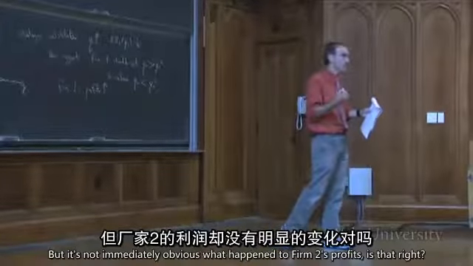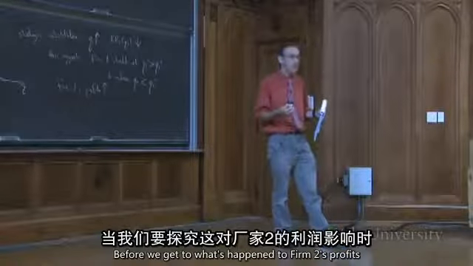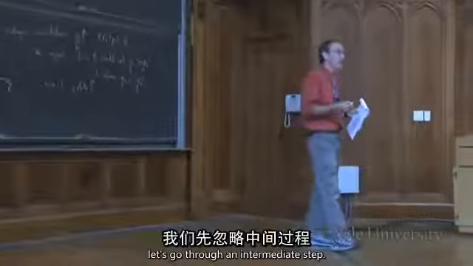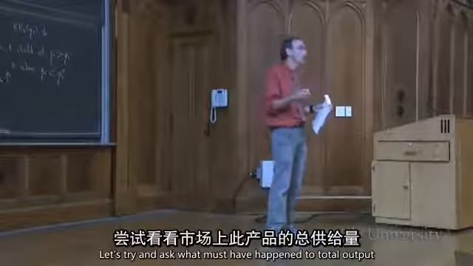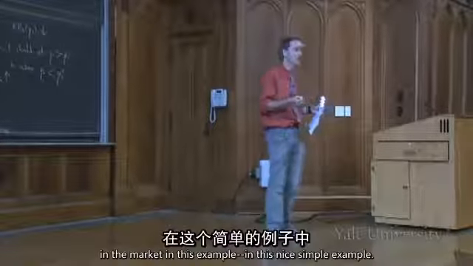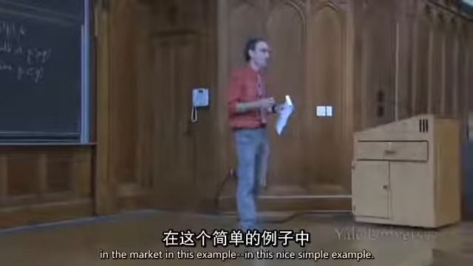Now, before we get to what's happened to firm 2's profits, let's go through an intermediate step. Let's try and ask what must have happened to total output in the market, in this nice simple example.